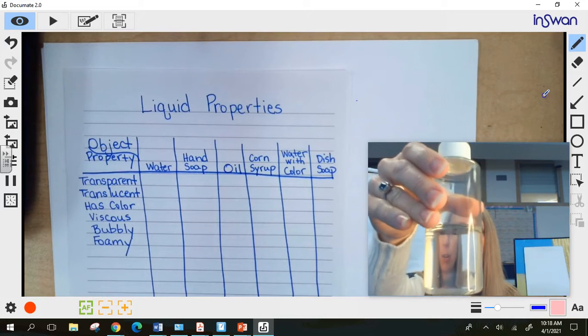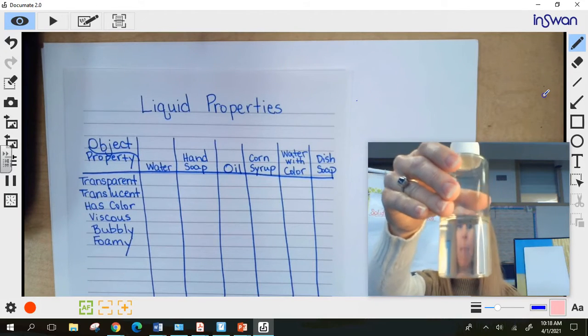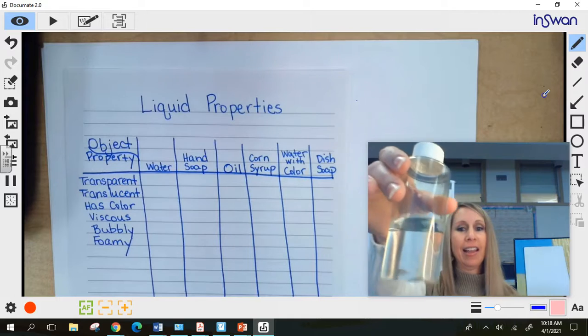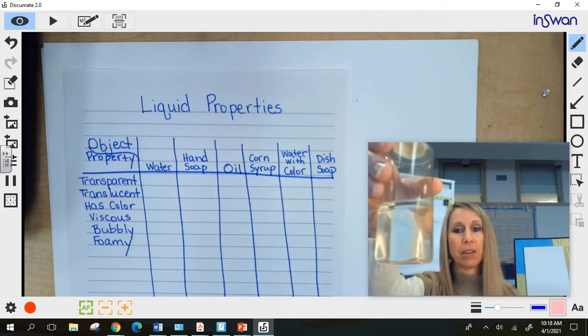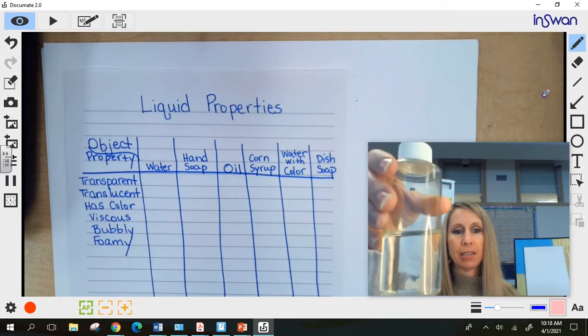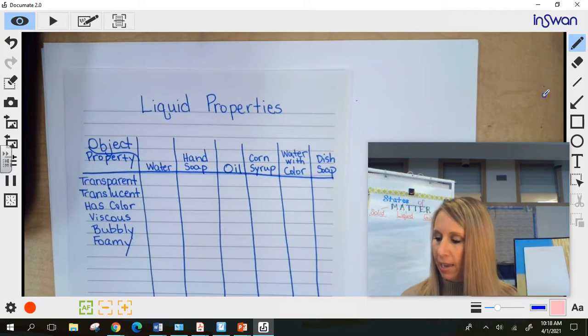You can see Miss Lambert straight through that bottle of water. It's kind of funny looking. So I know that this one is clear. I can see through it. So let's go ahead and mark that one.